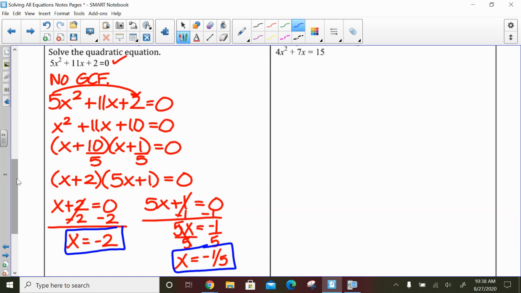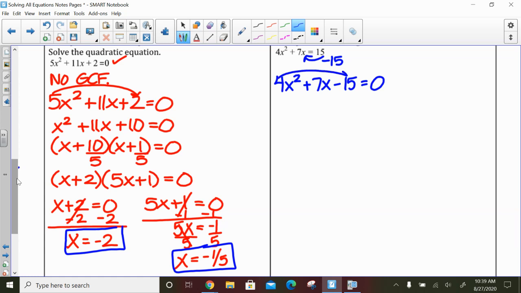Remember, when you're solving quadratic equations, this represents the values in which they cross the x-axis. Okay, so let's look at example 2. Is it equal to 0? It is not, so I need to move this 15 over. It's positive, so I need to subtract it. So I have 4x squared plus 7x minus 15 equals 0. Does it have a GCF? Can I divide all three numbers by the same number? I cannot. So that's what puts me into my bottoms up.